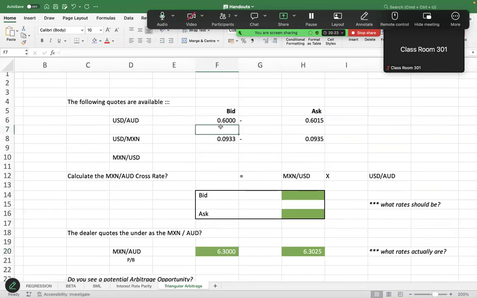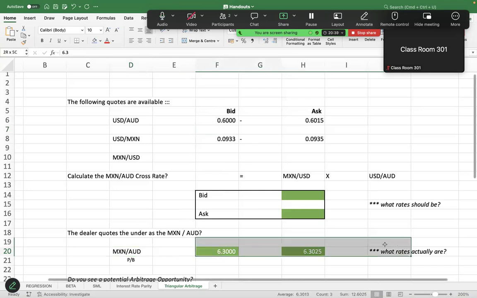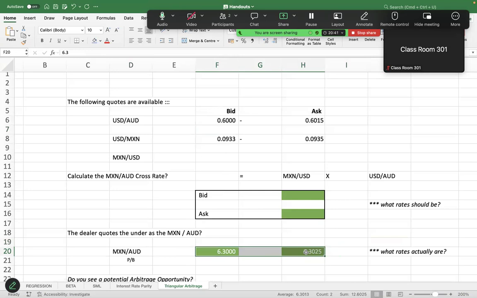यहाँ पे आपको you are given just two quotes, USD AUD and USD MXN. अब आपको यहाँ पे MXN AUD का मार्केट रेट दिया है, मतलब dealer is quoting this rate for MXN AUD. So what we will do is we will compare कि हमारे जो डीलर के रेट्स हैं, if I have to take the dealer rates versus the cross rates.